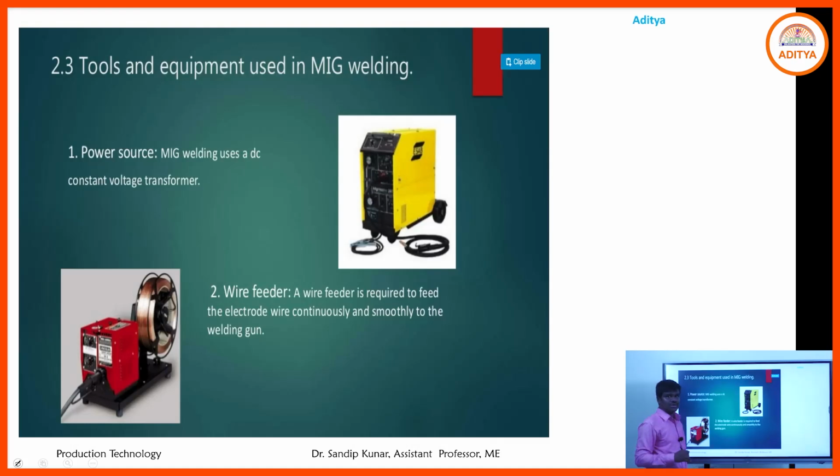What are the tools and equipment used in case of MIG welding? First one, power source. The power source is generally a DC constant voltage transformer. Another, wire feeder. The wire feeder is required to feed the electrode wire continuously and smoothly during welding time.